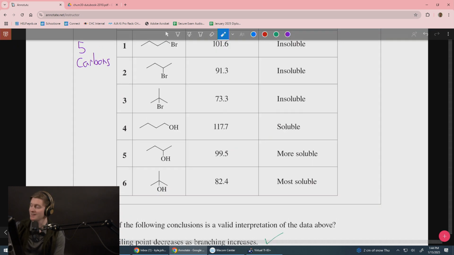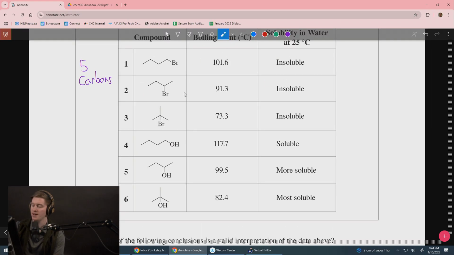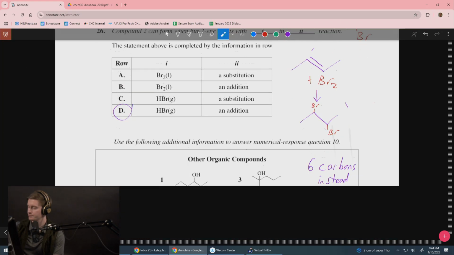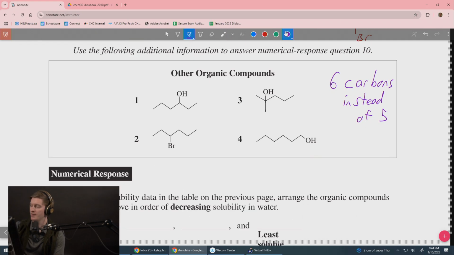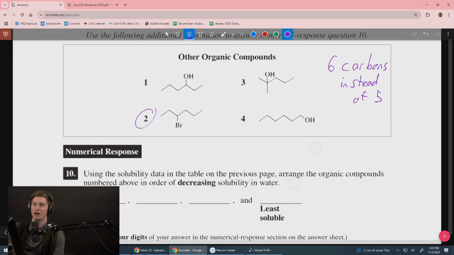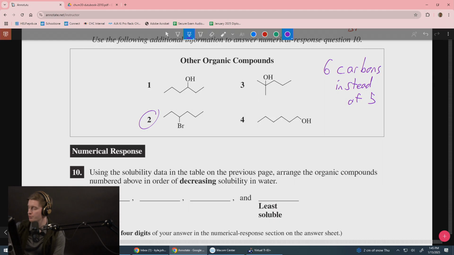This is our most soluble compound based on the data on this page. Our least soluble compound is going to be any of the alkyl halides. We've only got one alkyl halide here. This looks like it would be 3-bromohexane. That's going to be our least soluble. That's the pattern that's shown on the previous page. And then our one that has the most branches will be our most soluble alcohol based on the data in the table on the previous page.